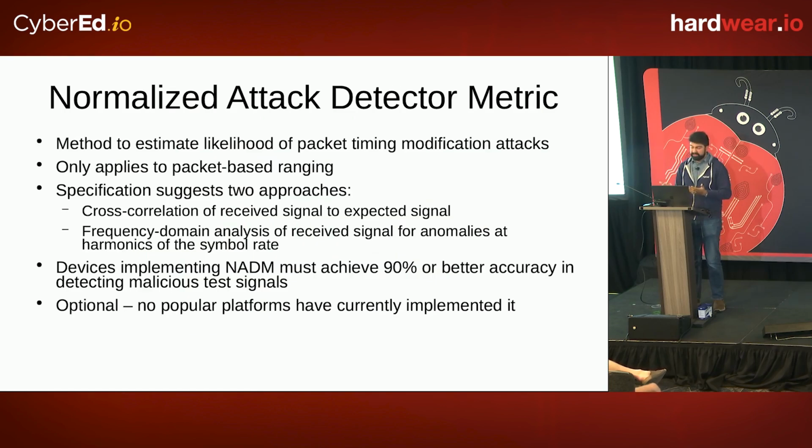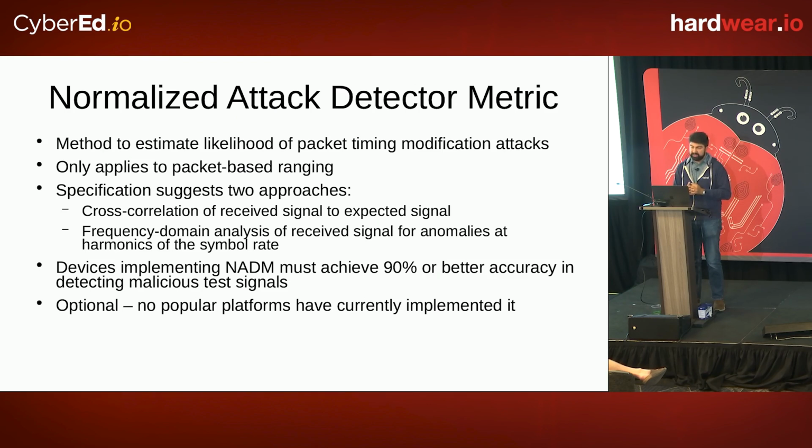The normalized attack detector metric is a feature defined in the spec to try to detect these kinds of attacks. This is a feature meant for packet-based ranging, where it looks at two different things, at least based on the spec's guidance. The spec allows implementers to do whatever they want, but it at least suggests two possible approaches. One is cross-correlating the received signal to the expected signal, and I'm talking about cross-correlating the actual raw IQ samples before you're doing all the demodulation to get the digital data out of it. If the signal seems distorted more than some expected amount, then that suggests maybe something fishy is going on.